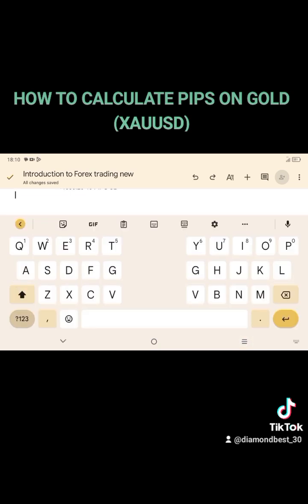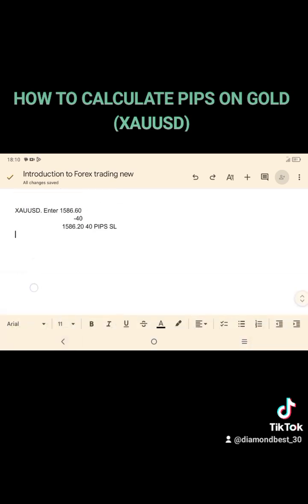Now let's look for a selling trade. We want to talk about minus. That is when we are subtracting. Now let's say gold is about 1586.60 and we want to minus 40 pips from the market. We have already made 60 pips take profit, and we said our stop loss is 40 pips. What do you have to do?